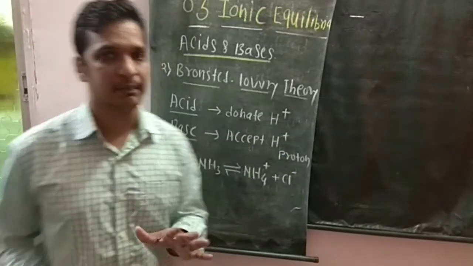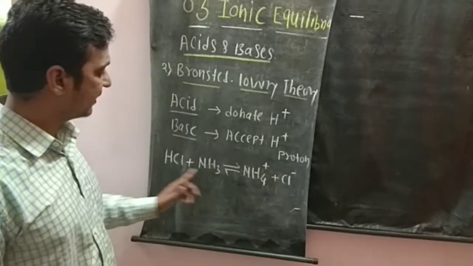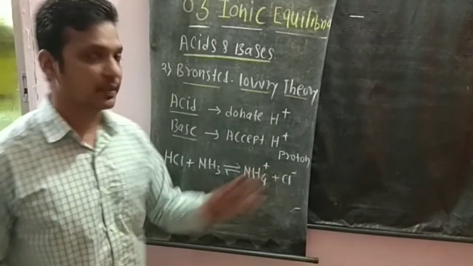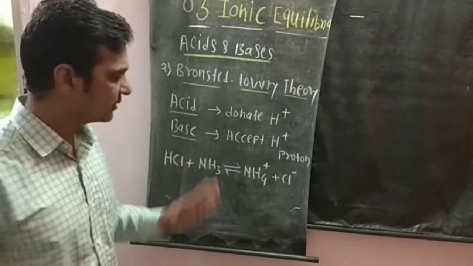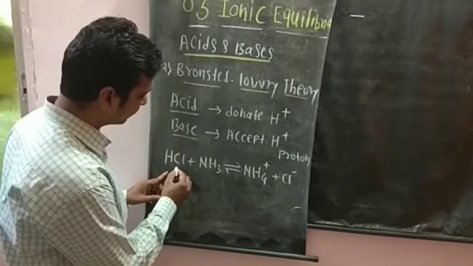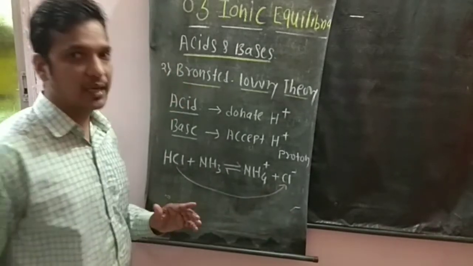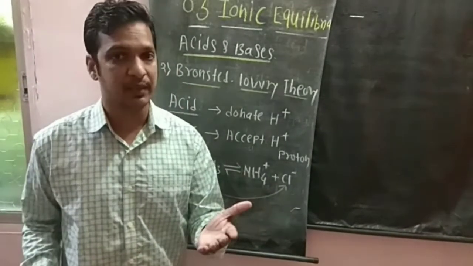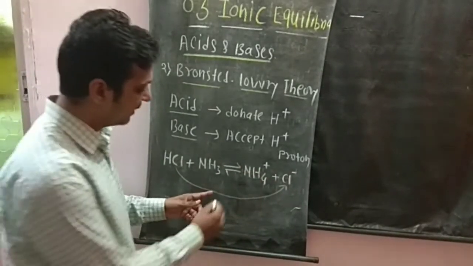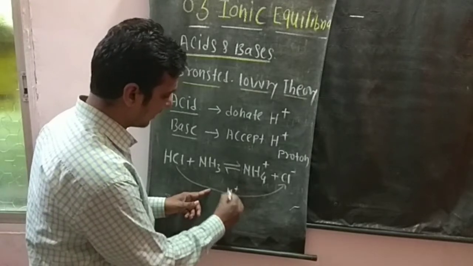Let us consider one example regarding the Bronsted-Lowry theory. HCl reacts with ammonia NH3 giving us NH4 plus Cl minus ion. Now look at this reaction. In this reaction, HCl is converted to Cl minus ion by donating H plus ion.